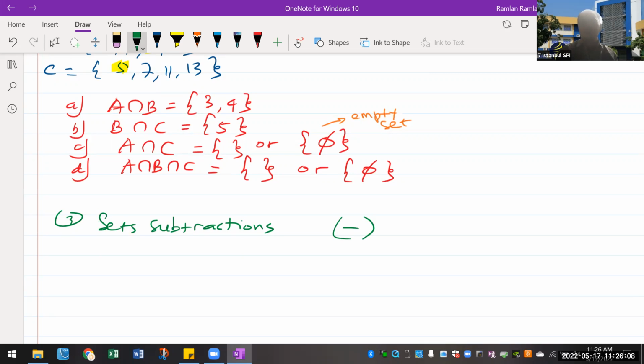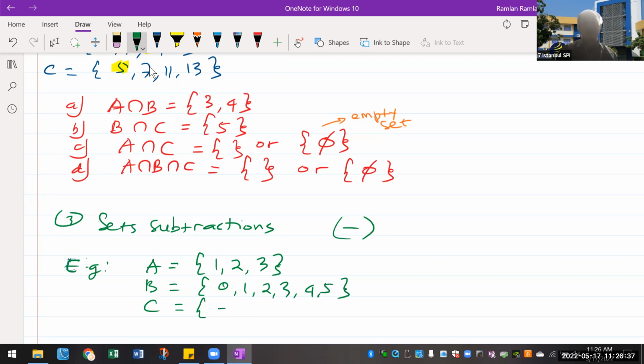Okay. So again I'm gonna give you another example. Example given. Okay, let's say I have set A and the elements are 1, 2, and 3. And then set B, the elements are 0, 1, 2, 3, 4, and 5. And then I have set C, that will be -3, -2, -1, 0, 1, and 2.